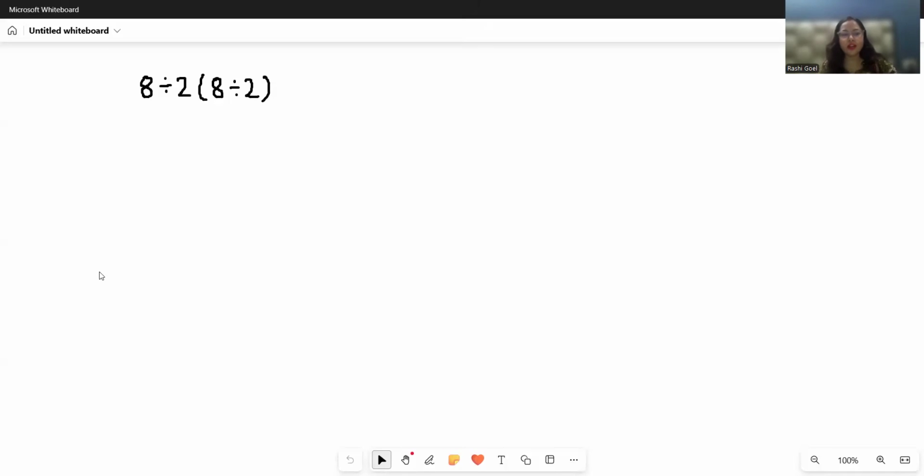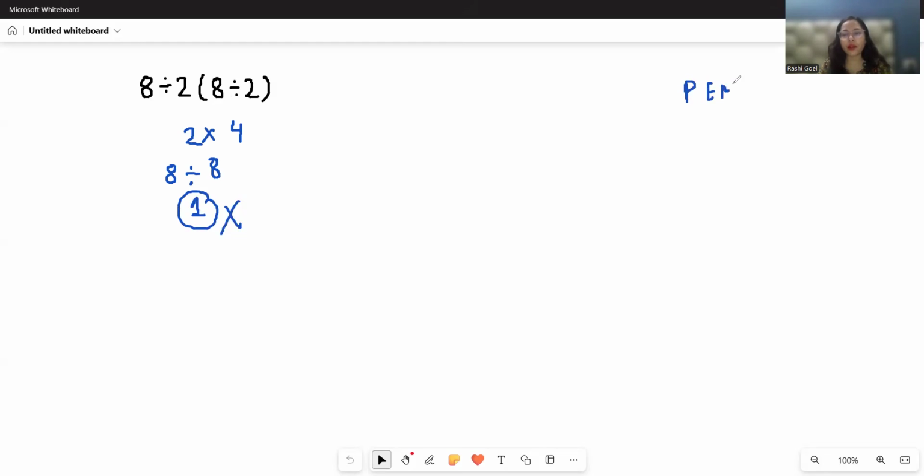So our next expression is 8 divided by 2 bracket 8 divided by 2. Many solve it like this: 8 divided by 2 is 4, and 2 times 4 is 8, and then 8 divided by 8 is 1. This is the incorrect answer because they take an incorrect approach.